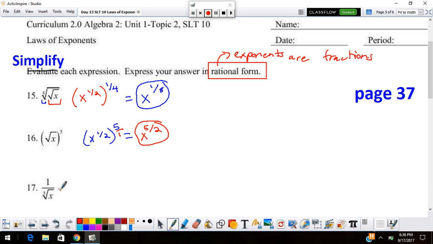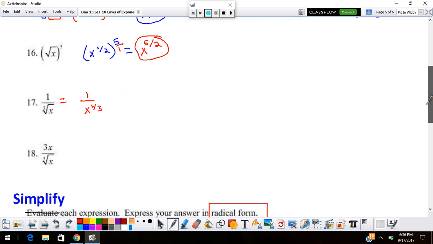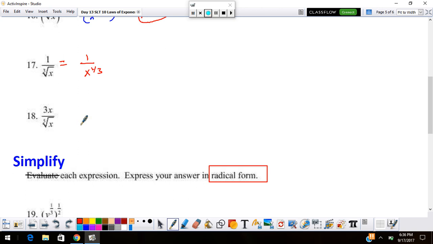Number 17, there's really not a whole lot to do here, other than write it as 1 over x to the 1/3, which officially makes it the dumbest problem on the page. What's dumb? I'm glad you find this amusing.